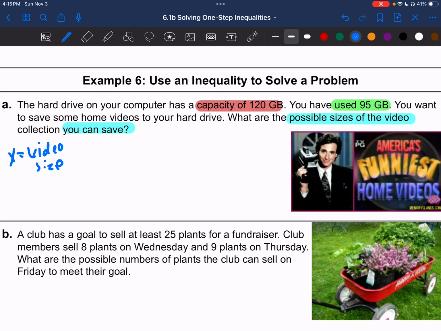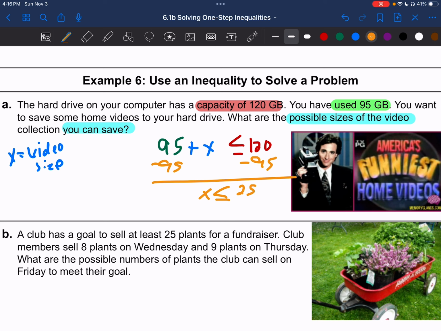We know that we have 95 gigabytes used already, and we're adding that to our variable x. But our capacity, the word capacity means the highest amount or the max. So our capacity has to be less than or equal to 120. So now we can go about and solve this. So we subtract 95 from both sides. We get x is less than or equal to 25 gigabytes. So you could fit about 25 gigs of videos on this hard drive. Now, when it comes to videos, 25 gigs is not that much space. You're probably going to need a new hard drive.